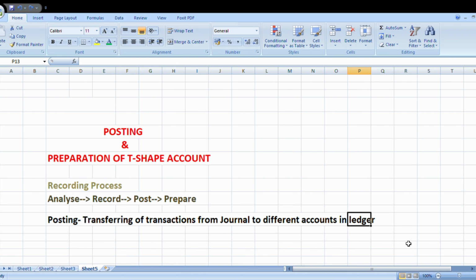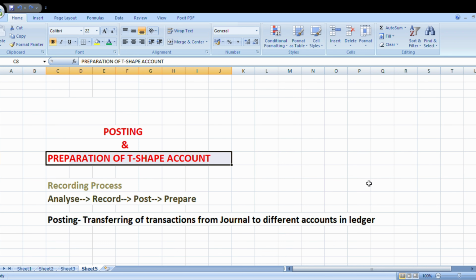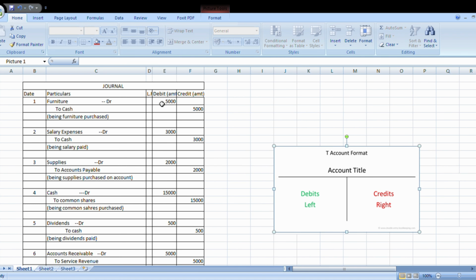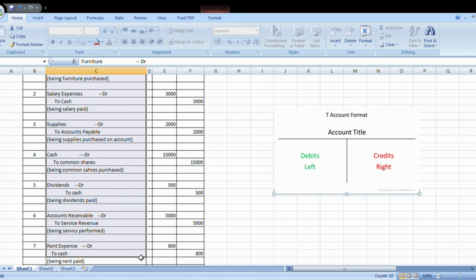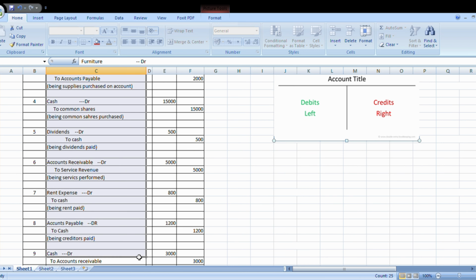In ledger, we prepare different accounts and each account has two sides, debit side and credit side. Now students, T-shape account is the illustrative way of preparation of accounts. It is not the actual ledger, but it is just an illustration of how the amounts are shown in an account. Let's start with an example. These are some of the journal entries which have been passed. Now we have to post these journal to ledger.